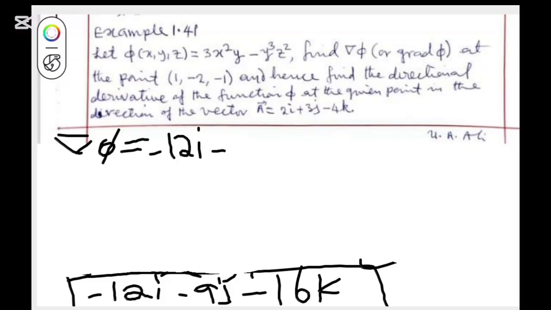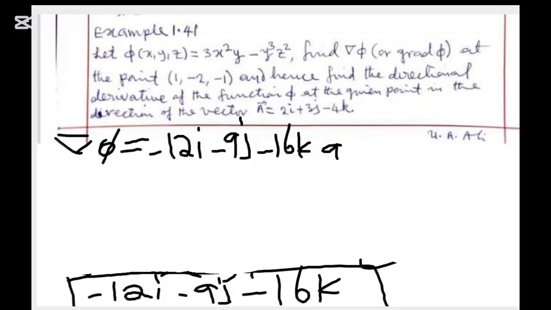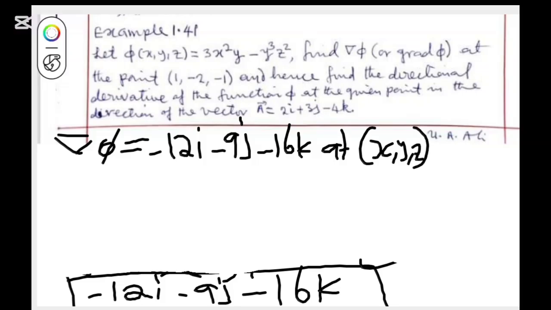-12i minus 9j minus 16k at the point x, y, z, which is the same thing as 1, -2, and -1.